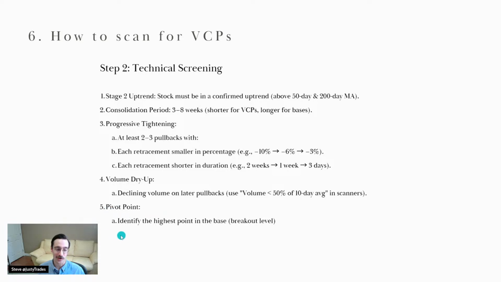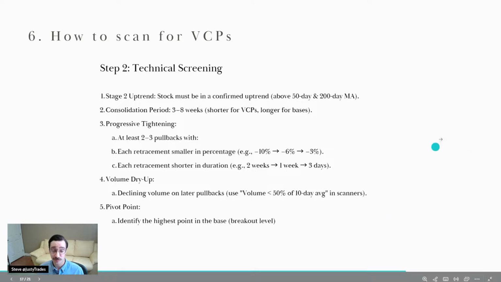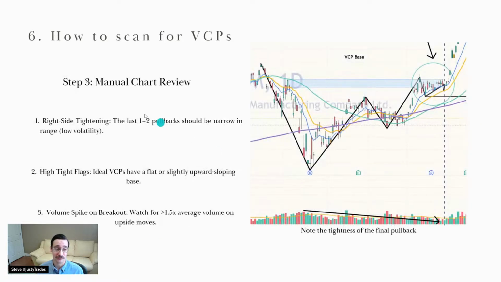And then pivot points. We want to identify the highest point in the base. That's not really something to screen for, but it is something to keep an eye on. That should be on the next screen, which is the manual chart review. So we want to look for that. We want to look for the tightening of the right side of the base.